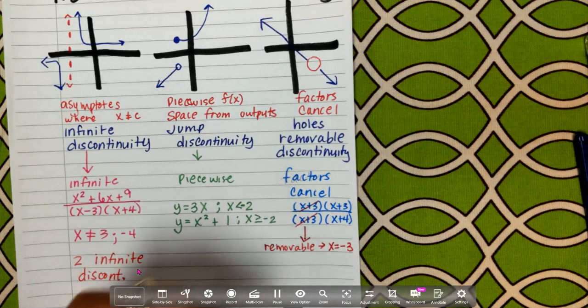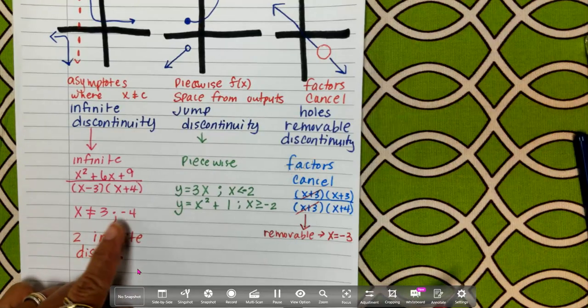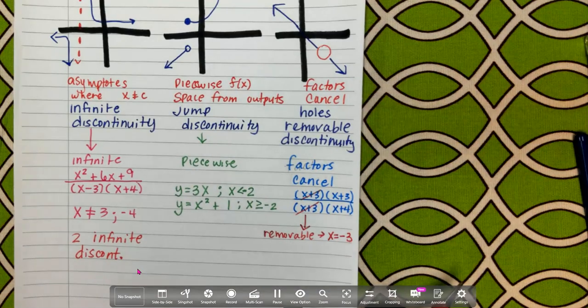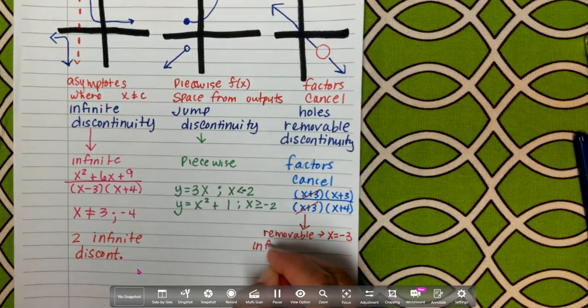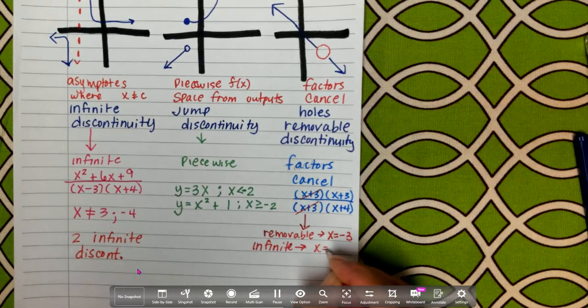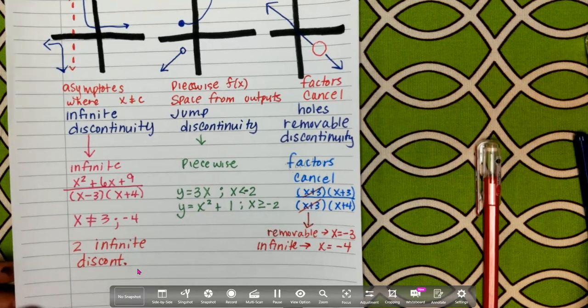But look, for this example, I still have one more discontinuity. Remember, x could not equal negative 4 over here. It would make it 0. Same thing. We also have an infinite at x equals negative 4, because remember, that's where it's going to equal 0.